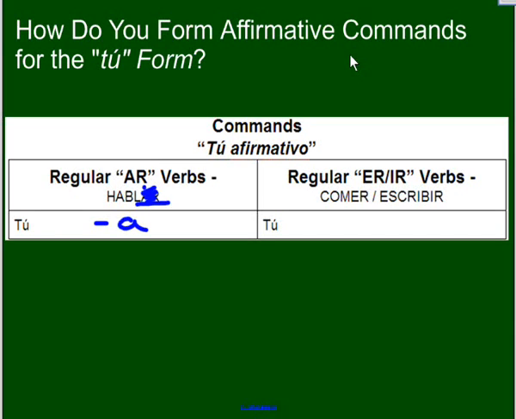And then for the ER and IR verbs, what you add to the end of it is e. So to tell someone eat, it's come. To tell someone write is escribe. You take the last two letters and then add that ending there.